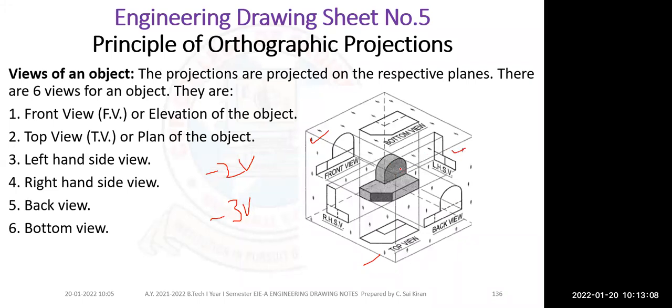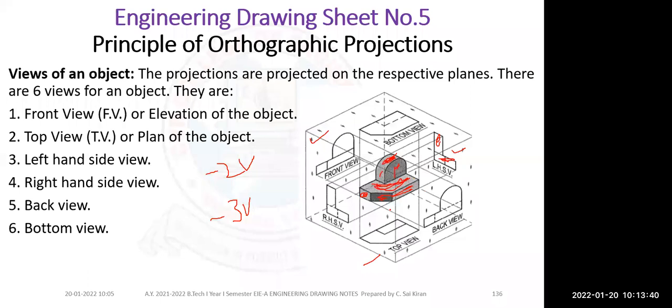If I see in the front view, I can see this, this, this, and this in the front view. Okay. If I see from the top view, I can see this one, this one, and this part in my top view. Similarly, if I see in the side view, I can see this part and this part. So that is the part projected here. This part and this part is projected here.